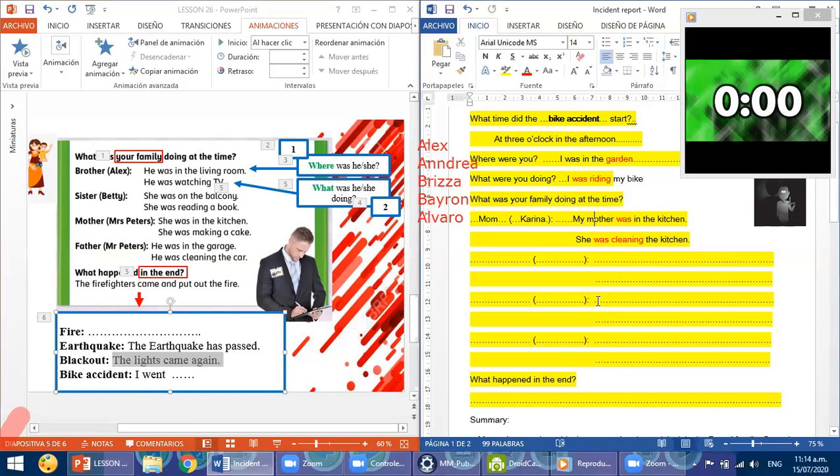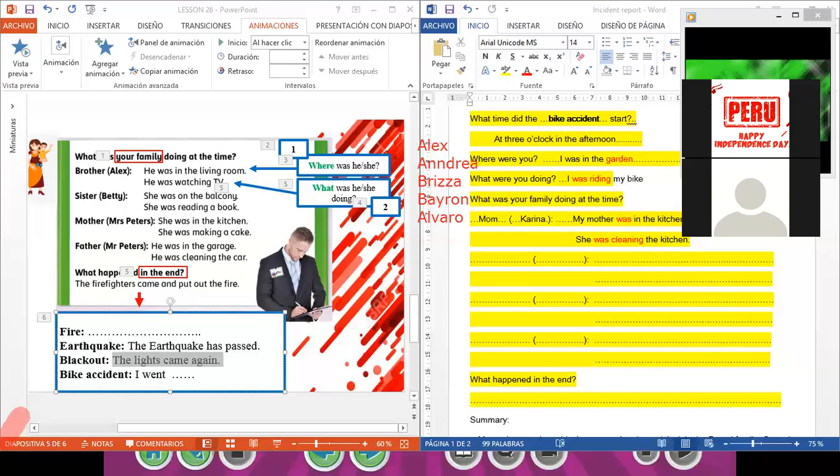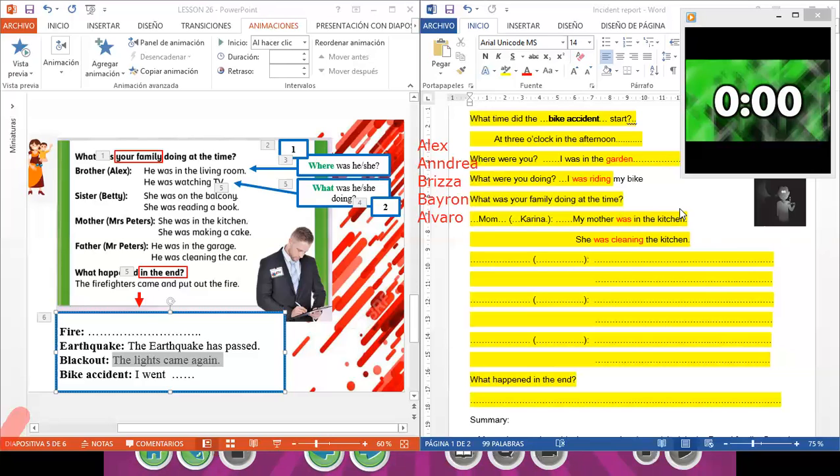Brisa, can you read your incident report, please? Name: Brisa Barja. What time did it start? At 4 o'clock in the afternoon. Where were you? I was in my bedroom. What were you doing? I was listening to music. What was your family doing at the time?